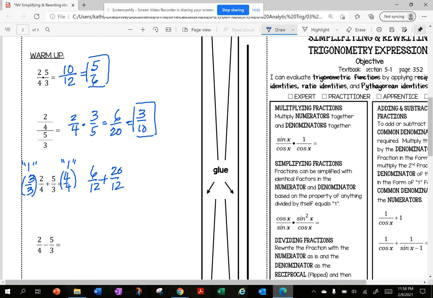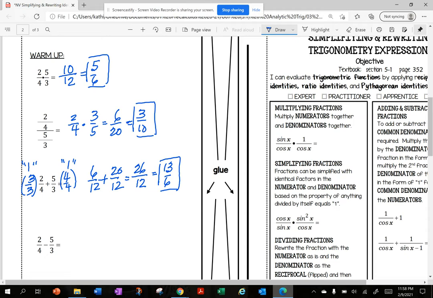And after I get a common denominator, then I add the numerators. So 6 plus 20 is 26. But the denominator stays the same. So simplifying, I have 13 over 6.